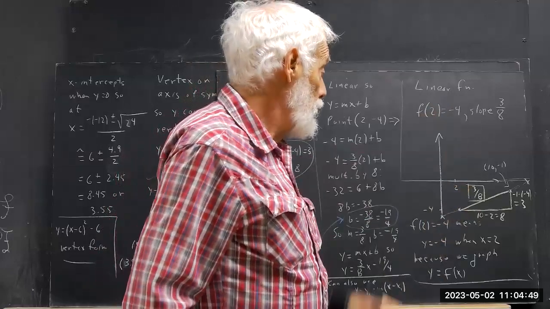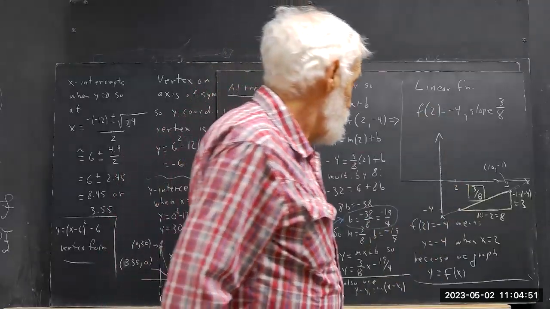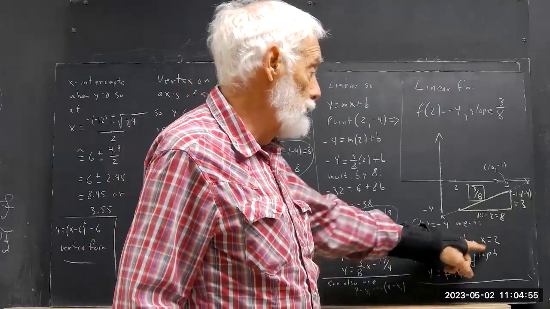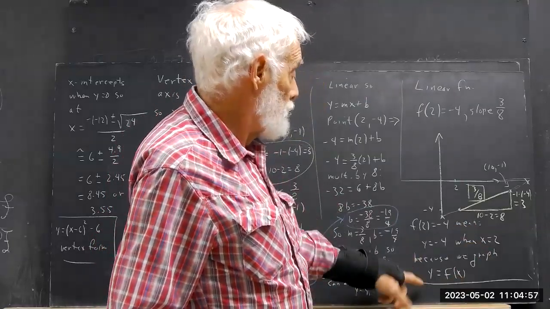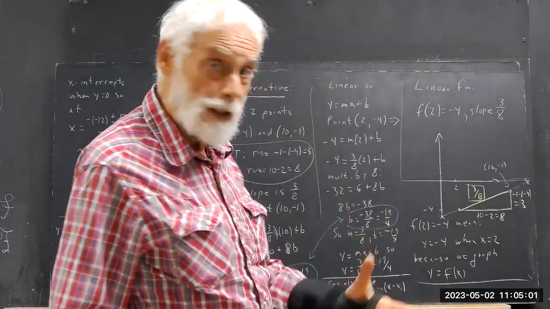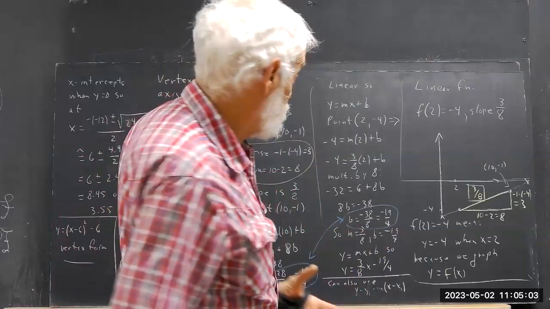What else do we know about a linear function? I've written down here f of 2 equals -4 means y equals -4 when x equals 2, because we're graphing y equals f of x. Okay, that's your reason. You want to digest that. You want to really understand that statement.